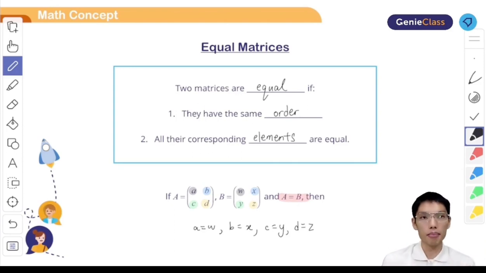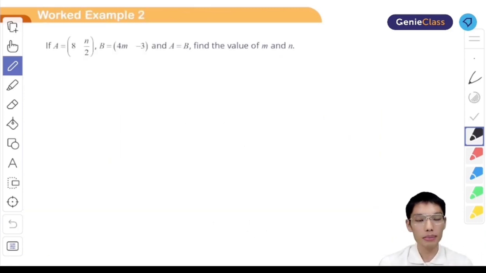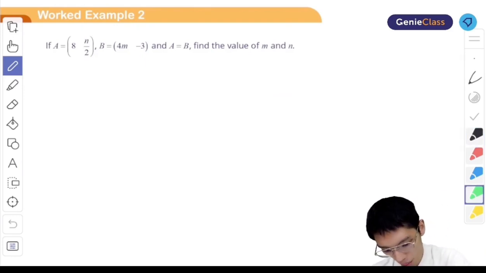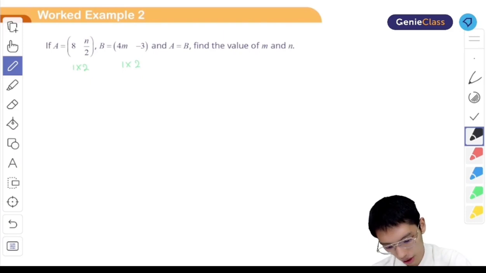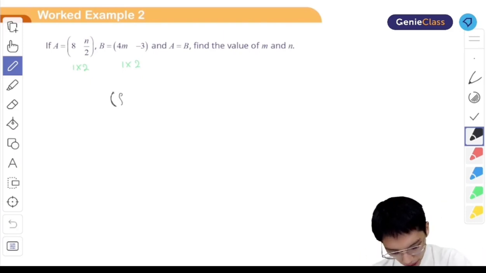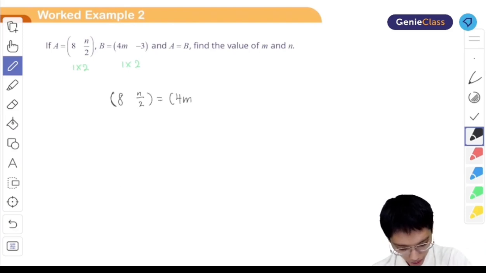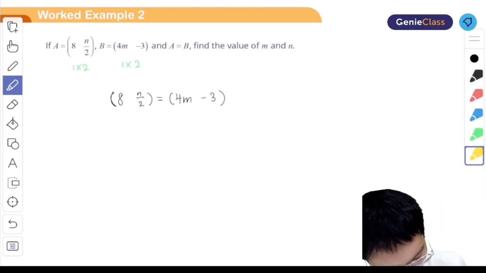And what are some examples of questions that can come up when we talk about matrices being equal? Okay, so let's say these 2 matrices are equal. First thing, take note, they have to have the same order. In this case, both of them are 1 by 2. Perfect. So first thing, usually we write down the equations first, or write down what is given. A equals B. Both matrices are equal, so we can write it this way. Now from here, how would I solve the question? Find the value of M and N.